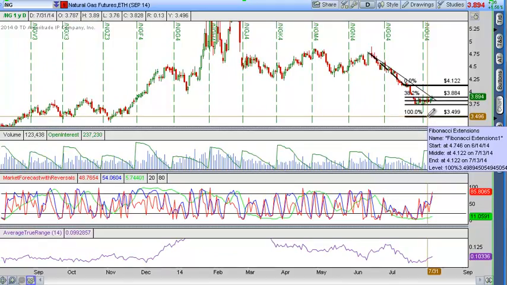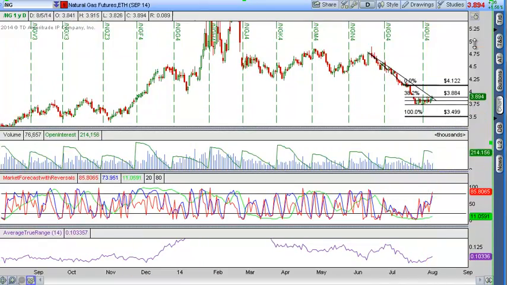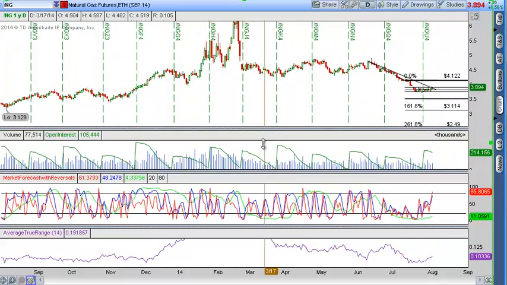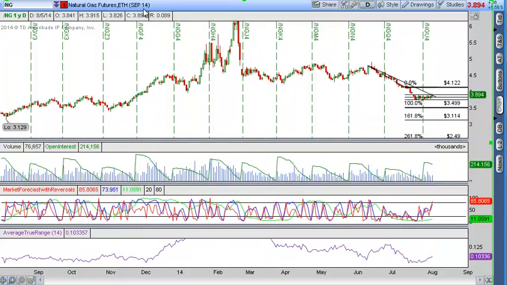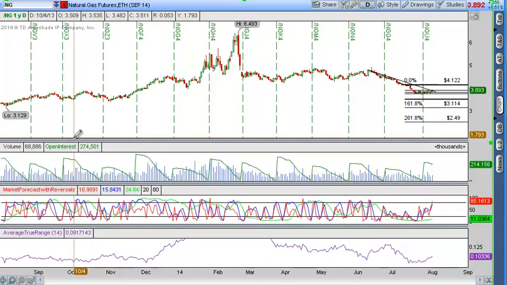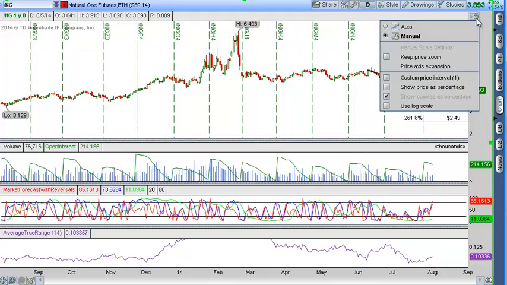Now we put the natural gas chart up again. That's what we're on right now. I've got other stuff up here. This is the natural gas futures /NG. I don't have log scale on. Yours might have a log scale. I have mine as just standard.